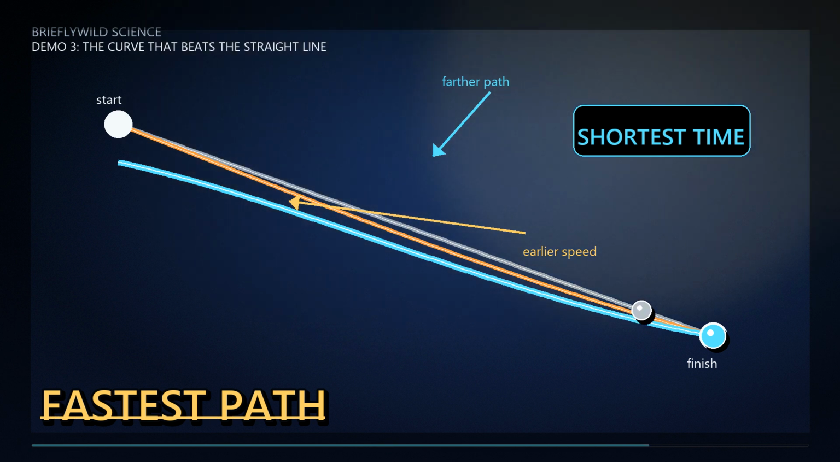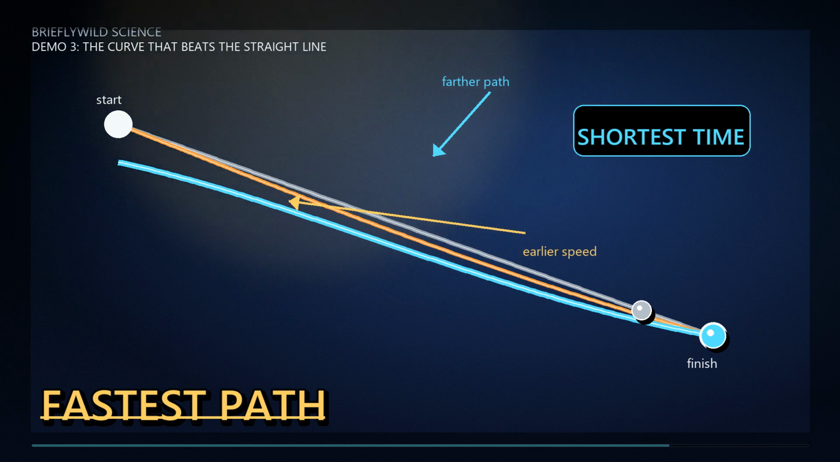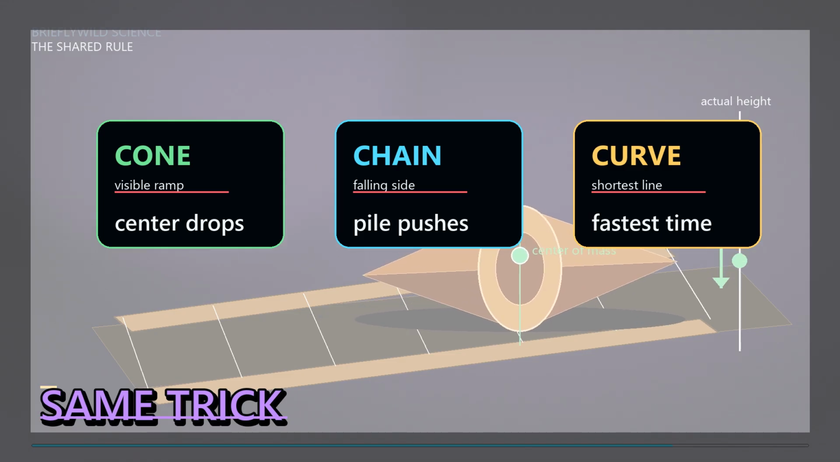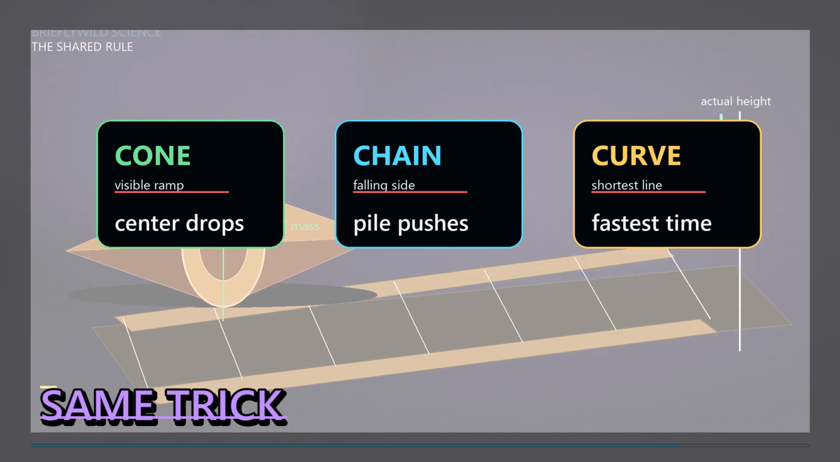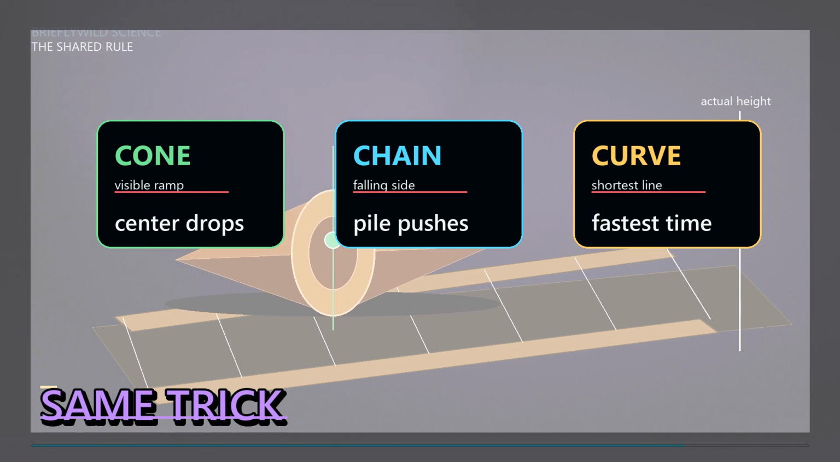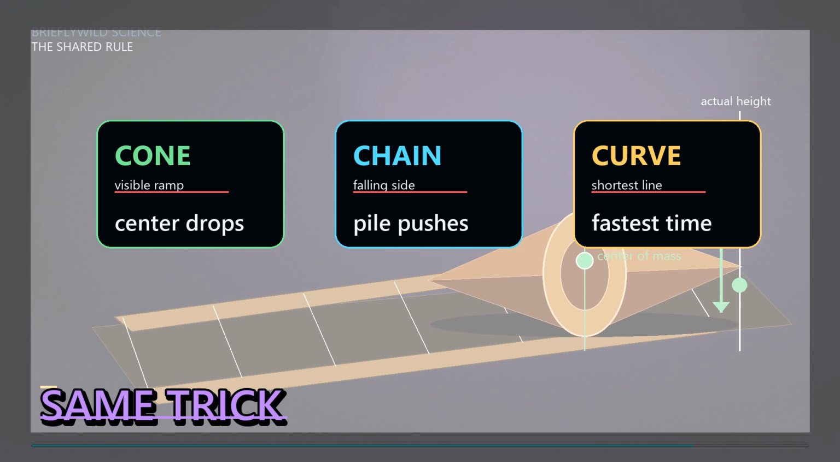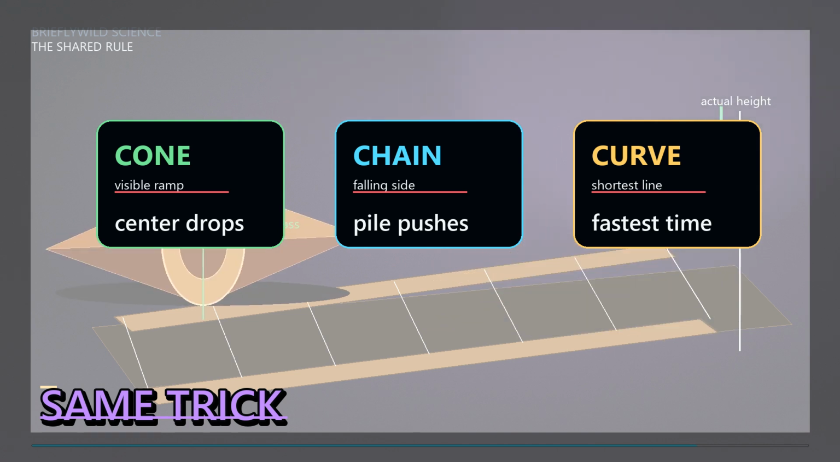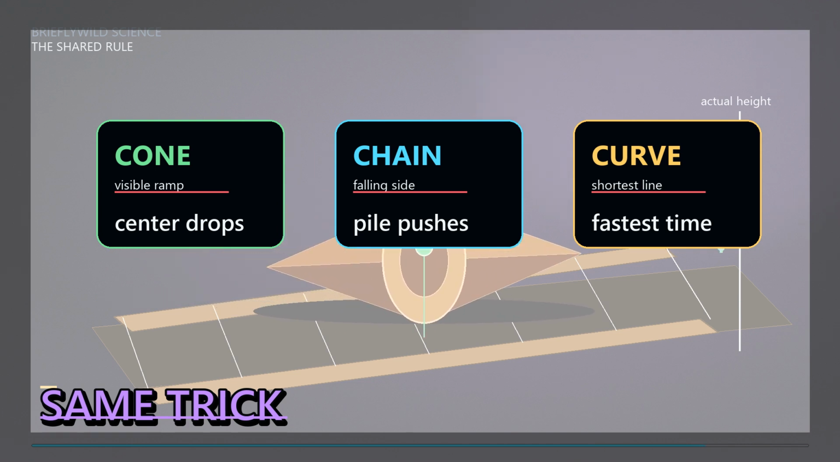In the ideal theorem, the winning curve is a cycloid segment, the shape traced by a point on a rolling circle. You do not need the full calculus to see the lesson. Fastest is not the same word as shortest. Put the 3 demos side by side and the same pattern appears. The cone fools you because the visible ramp rises while the center of mass falls. The chain fools you because the dramatic falling side hides the reaction at the pickup point. The curve fools you because the shortest line hides the advantage of early acceleration.